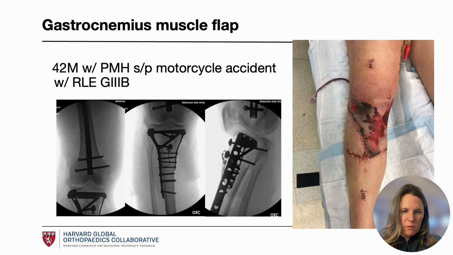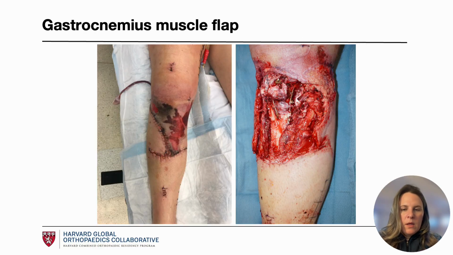So we brought him to the operating room for aggressive debridement. And that resulting wound is shown here. Proximal third of the lower leg with exposed bone, fracture, and hardware. And this location is ideal for a gastrocnemius muscle flap.